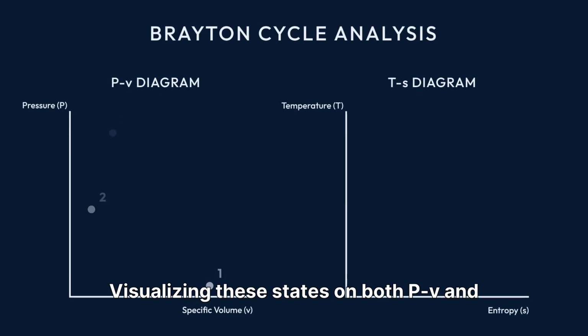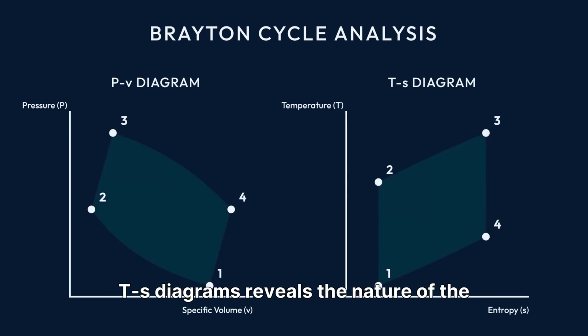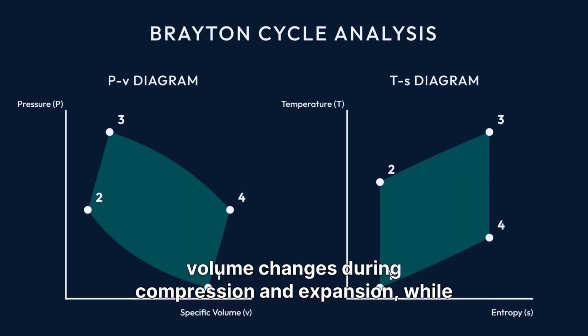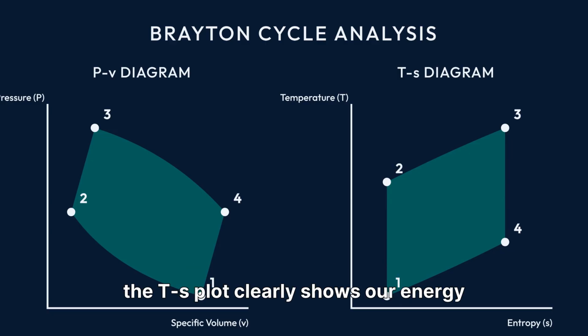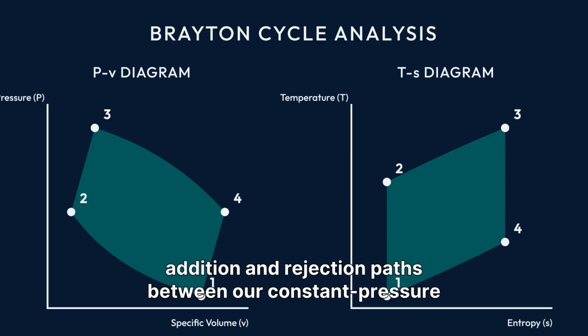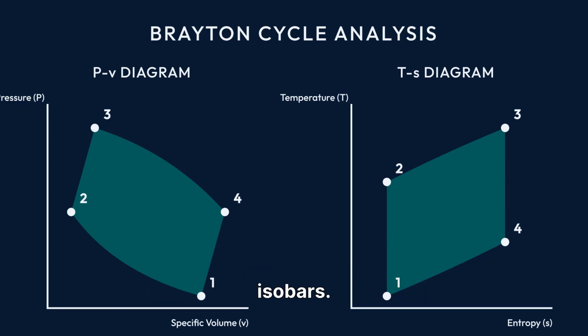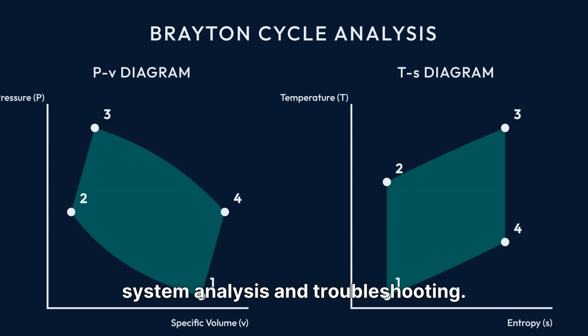Visualizing these states on both PV and TS diagrams reveals the nature of the work done. On the PV plot, we see the volume changes during compression and expansion, while the TS plot clearly shows our energy addition and rejection paths between our constant pressure isobars. This dual view is critical for total system analysis and troubleshooting.